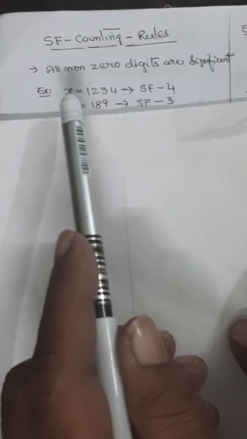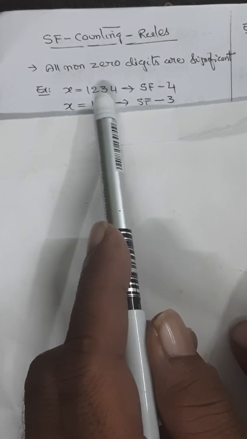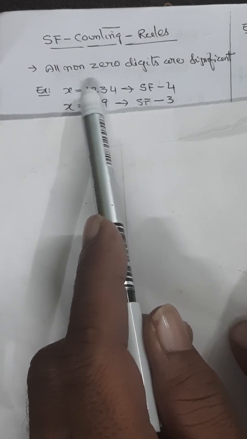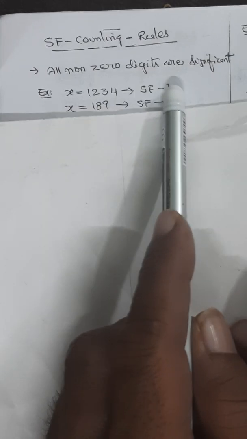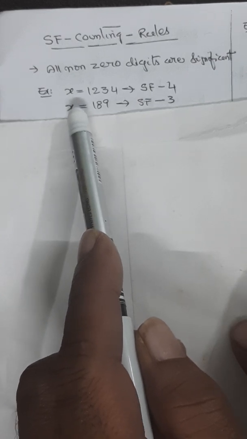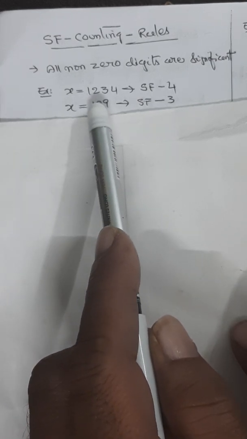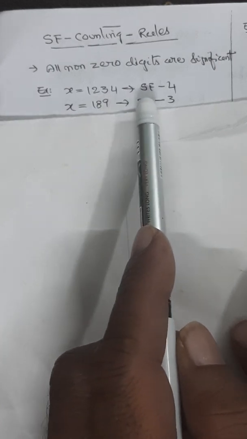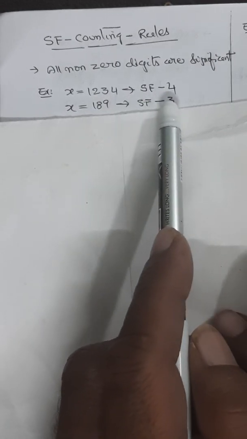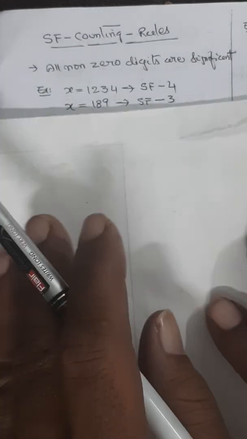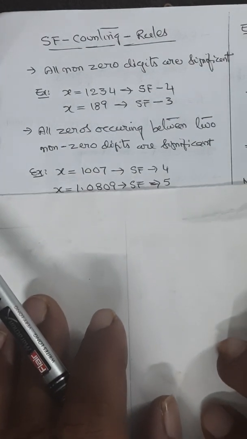For instance, if you take, let us say, x equal to 1, 2, 3, 4. They are non-zeros. So therefore, the number of significant figures in this case is 4. Also, if you take another example, suppose x equal to 1, 8, 9. These are all non-zero digits. Therefore, the number of significant digits is equal to 3 here. This is rule 1.